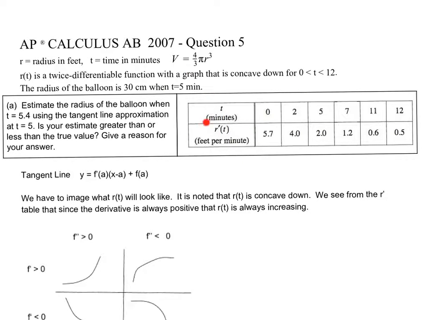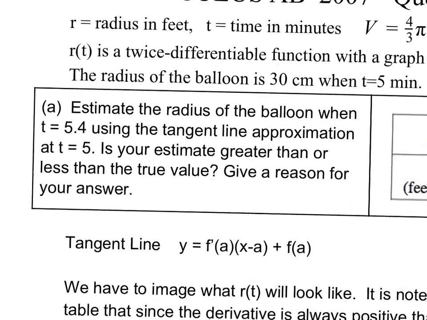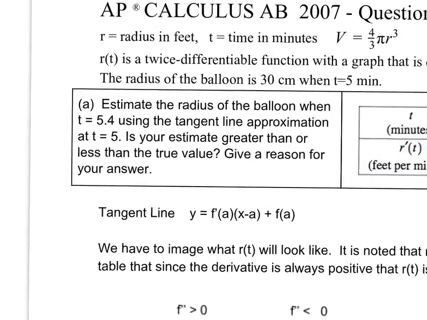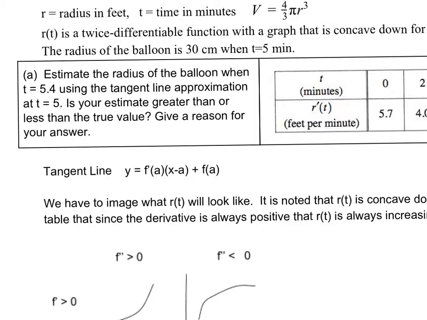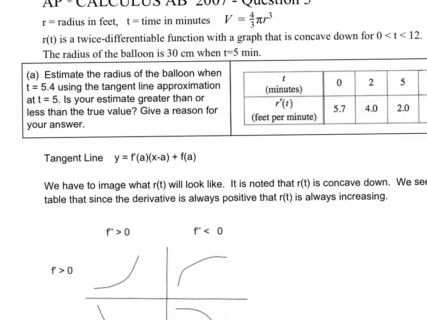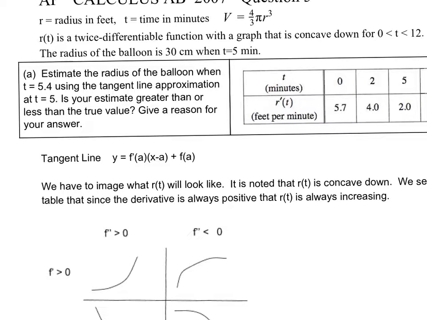So the first thing is you look at the table, and what I really would have you focus on is the fact that it says r prime of t. So that's a rate. Anyway, they want us to estimate the radius of the balloon when t equals 5.4, and then at t equals 5. So we need to create a tangent line approximation at t equals 5. This right here represents the tangent line approximation. That's what we use for a tangent line approximation.